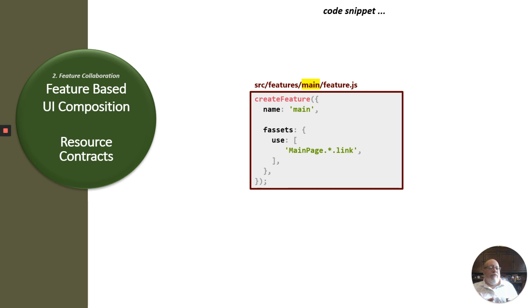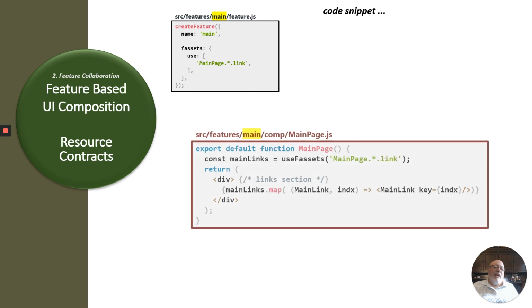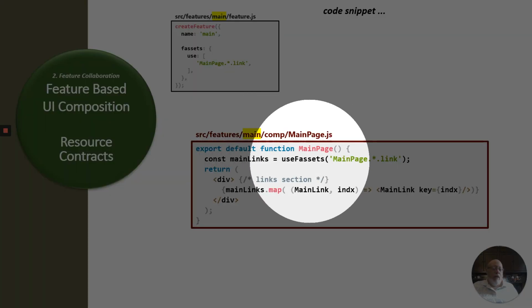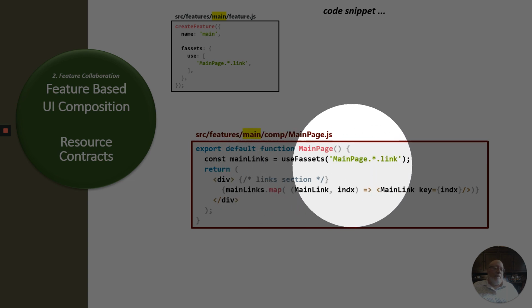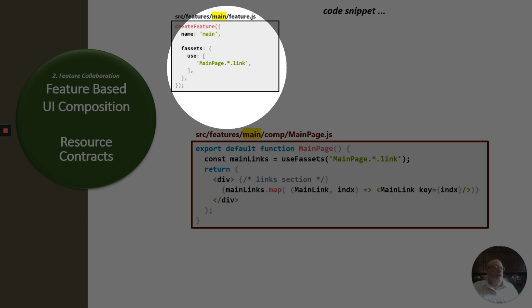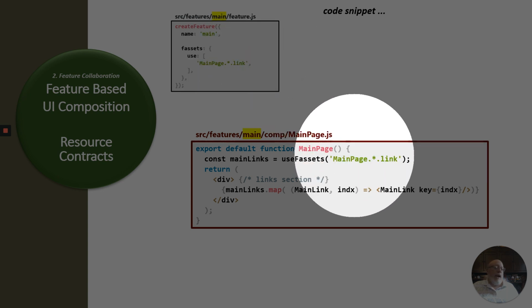Well, anytime you define a usage contract, it's typical for the same feature to fulfill that contract. So here we are in the same main feature in its main page component. And it's saying I want to use facets that match main page.star.link. This is the fulfillment of the contract. We said we're going to use main page.star.link, and here we're actually using it within that feature.